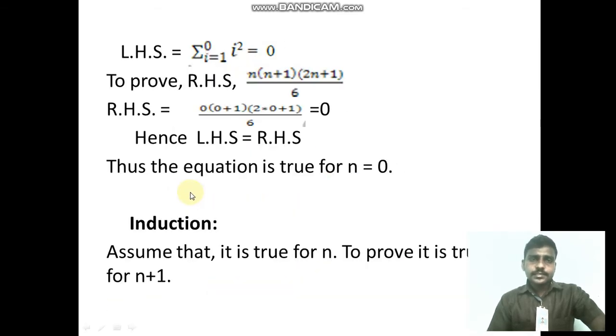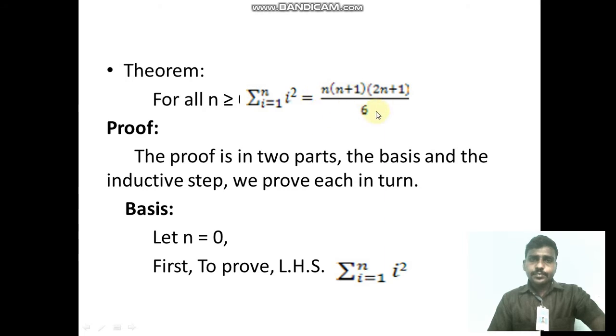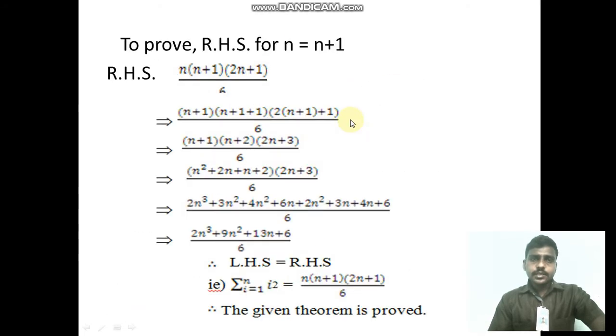We know what the RHS is. See the equation: n into n plus 1, into 2n plus 1, divided by 6 is the RHS. So I am taking the RHS, n into n plus 1, 2n plus 1 divided by 6. I am going to apply n plus 1 for the n value, because I am assigning n equal to n plus 1. So n plus 1, n plus 1 plus 1, 2 into n plus 1 plus 1, divided by 6. So n plus 1, n plus 2.